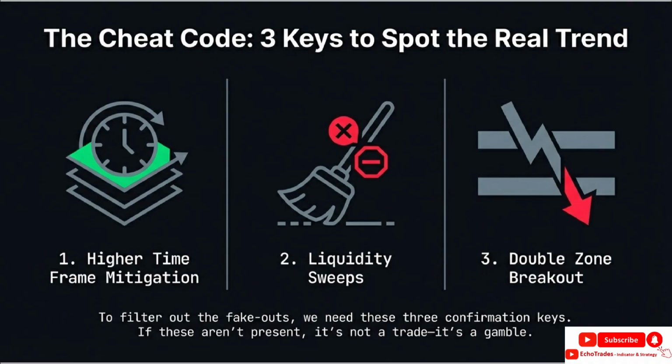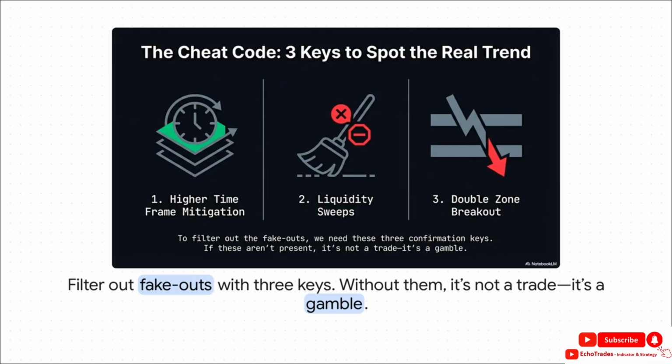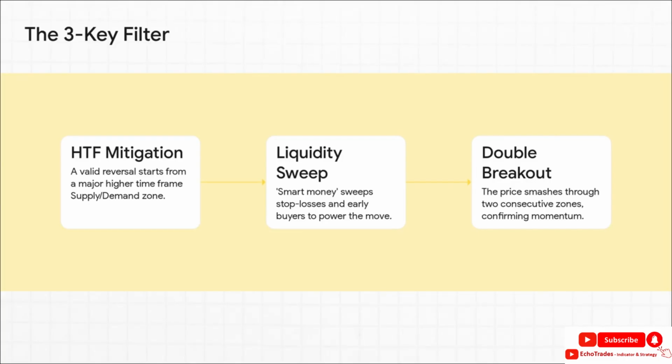But if they're not all there, you're not trading, you're just gambling. So what are these 3 keys? They are, number 1, higher time frame mitigation. Number 2, a liquidity sweep. And number 3, a double zone breakout. Let's break down what each of these actually means, starting with the big one, context.